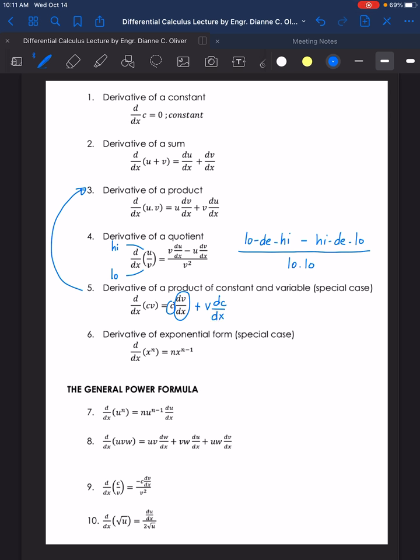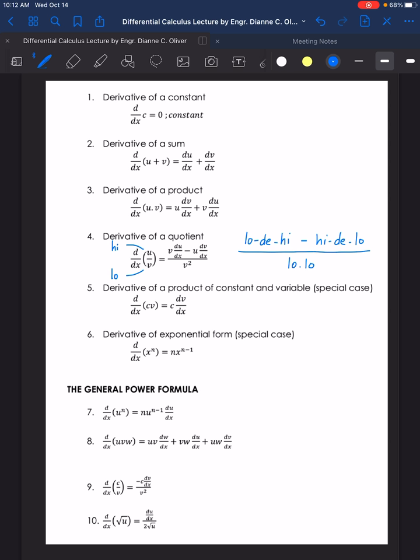Now, what happens when we derive the constant? Remember, number 1, the derivative of a constant is 0. That is the reason why in this formula, this portion here is not written because it is automatic 0. Because derivative of C over dx is already 0. Okay? So, that's why it's not written here.